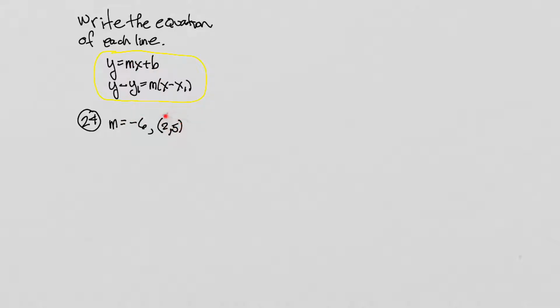Now this point is not the y-intercept, right? This is 2 to the right and 5 up. This is not on the y-axis. So let's go to this form right here.